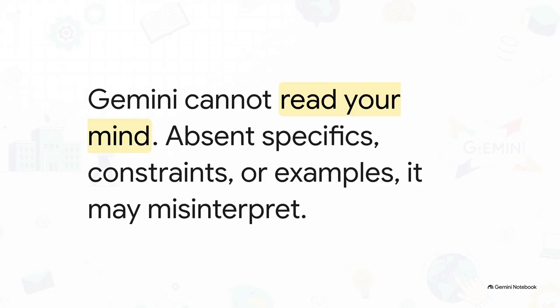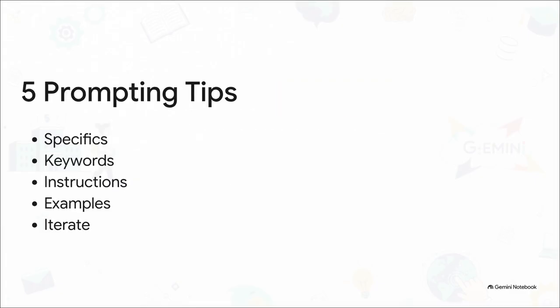But here is the absolute kicker. Gemini cannot read your mind, it just can't. It only responds to the queries you construct, which we call prompts. If you don't give it specifics, if you leave out constraints or examples, the AI is essentially just going to guess what you want. And trust me, it might interpret your request in ways you completely did not intend. So, to get accurate responses, you need a game plan.